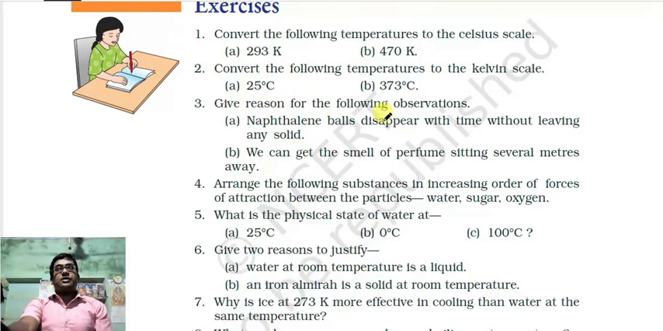Next question: give the reason for the following observation. Naphthalene balls disappear with time without leaving any solid. Because naphthalene undergoes sublimation, and in the process of sublimation the solid directly changes to the gaseous state. That's why naphthalene balls disappear. Next, we can get the smell of perfume 500 meters away. This happens due to diffusion.